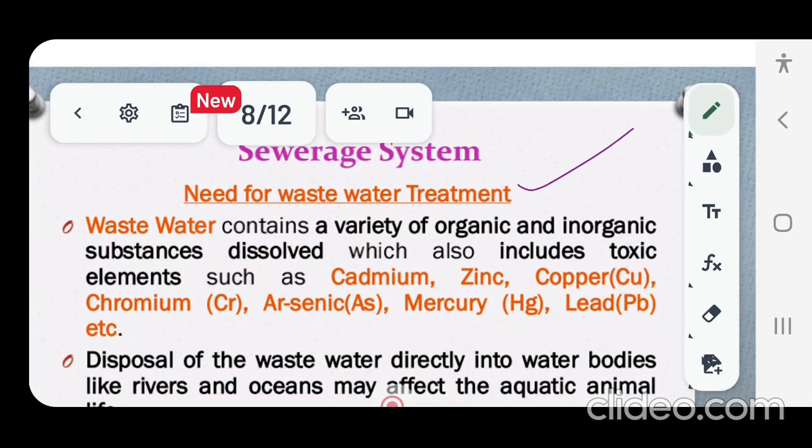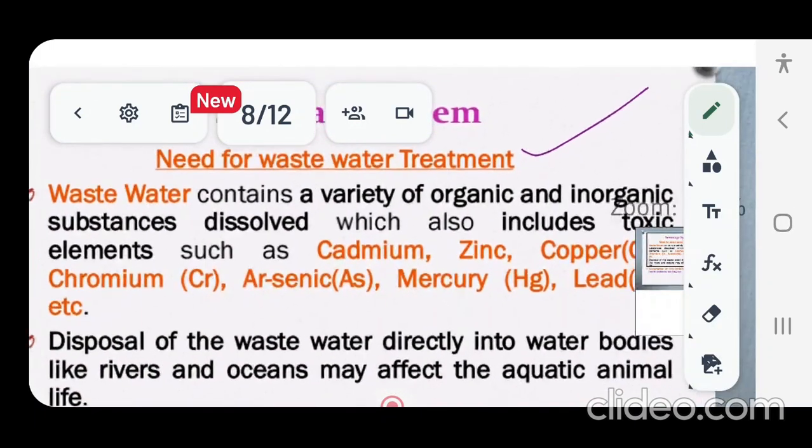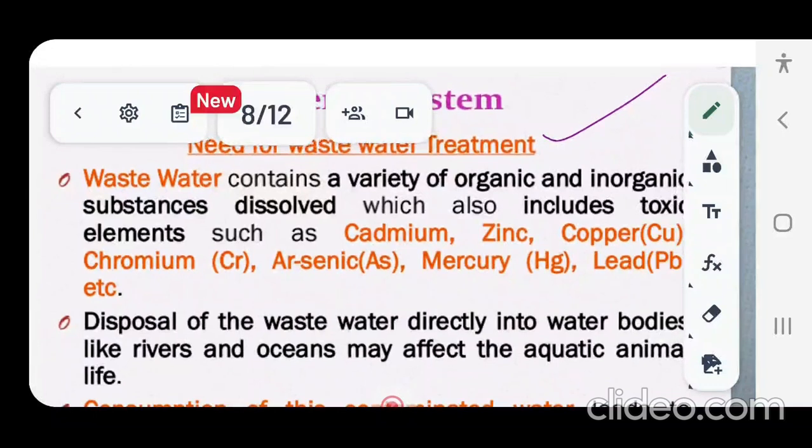Why do you need to go for wastewater treatment? The main reason is given here. Wastewater consists of organic and inorganic substances that are dissolved in it. That includes toxic elements like cadmium, zinc, copper, chromium, arsenic, mercury, lead, etc.